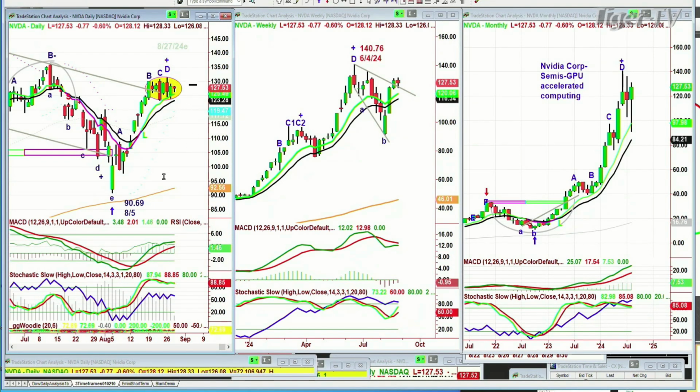This is print. I don't want anything overnight or a conference call. This is from 9:30 tomorrow morning. If it goes one penny above that high, that's a leg E, and that's very positive. If it goes underneath the cup from the oval low, 123, that's negative.